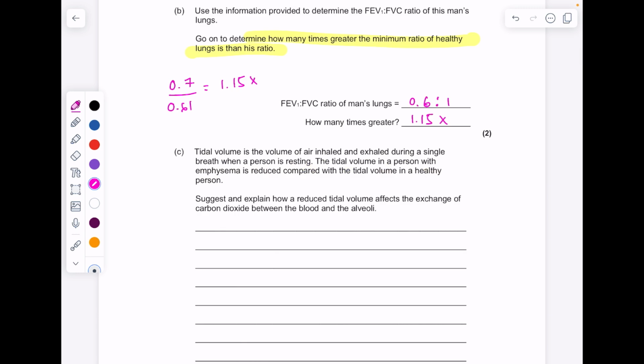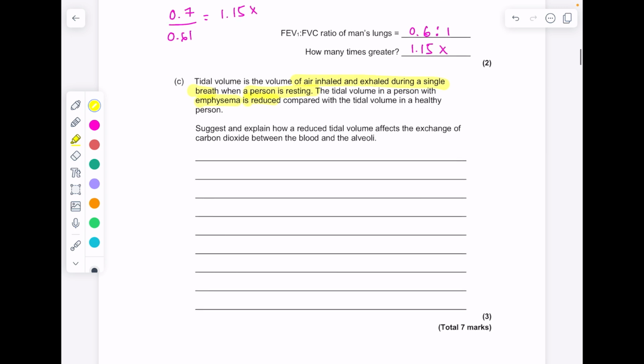Tidal volume is the volume of air inhaled and exhaled during a single breath when a person is resting. The tidal volume in a person with emphysema is reduced compared with the tidal volume in a healthy person. Suggest and explain how a reduced tidal volume affects the exchange of carbon dioxide between the blood and the alveoli. Make sure you have a look at the information provided here. It's asking us about carbon dioxide.